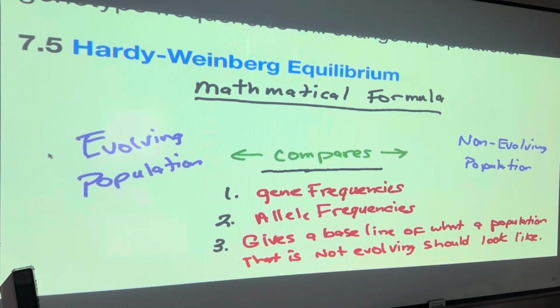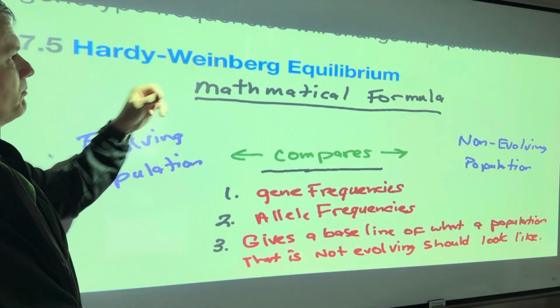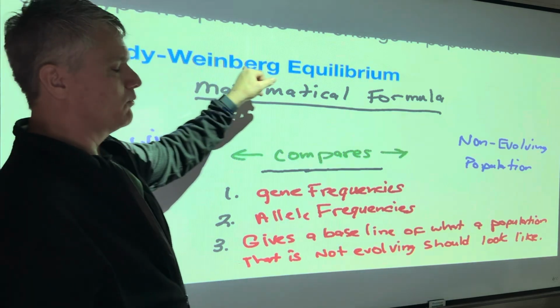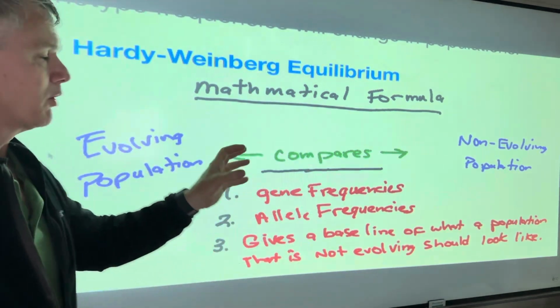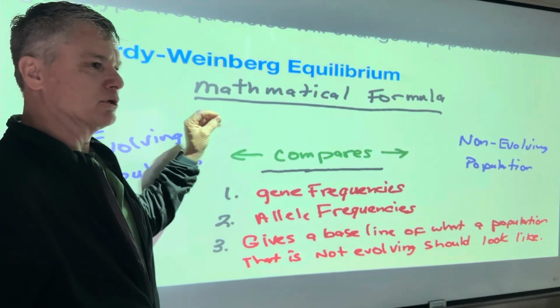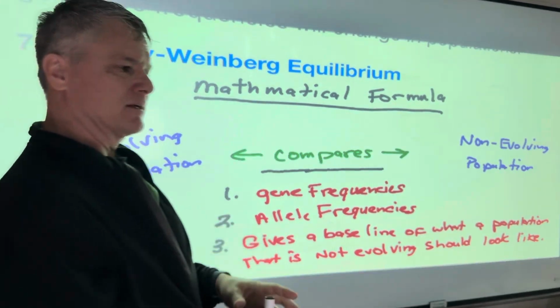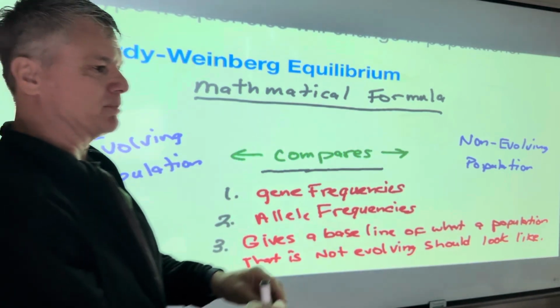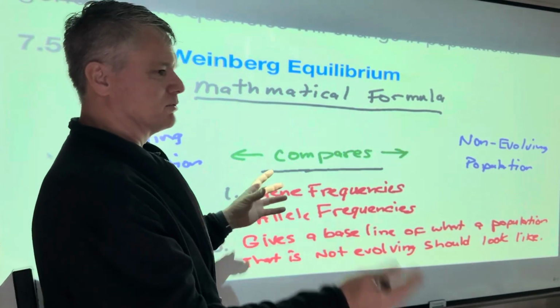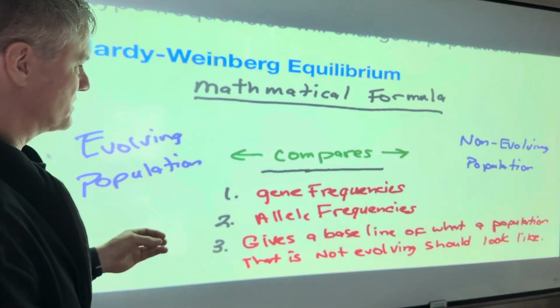Hardy-Weinberg equilibrium. Okay, so if you were a population scientist out studying a population, you would become very familiar with Hardy-Weinberg equilibrium, the formula to calculate that. It is a way of using numbers and counting individuals that will tell you what genotype is in the population, whether it's homozygous dominant, heterozygous, or homozygous recessive.